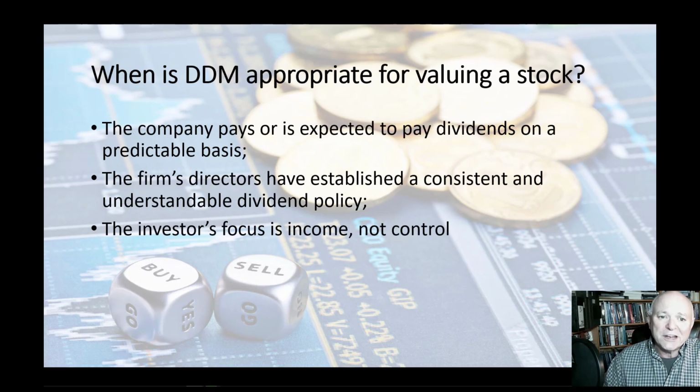So first off, when is the dividend discount model, when's Gordon's growth model appropriate for valuing a stock? The best cases where we use this model are for companies that regularly pay or are expected to pay a dividend. The firm's directors typically have established a consistent, understandable, well-communicated dividend policy, and they tend to be able to achieve their objectives. Often, investors who are more interested in income use this model. It's not about valuing a company for acquisition.